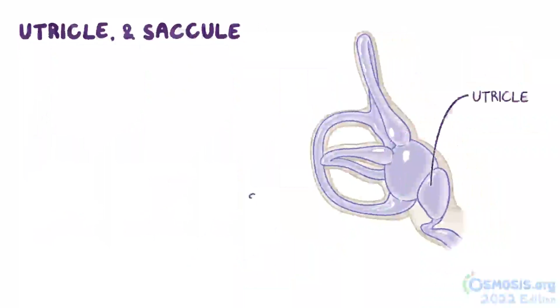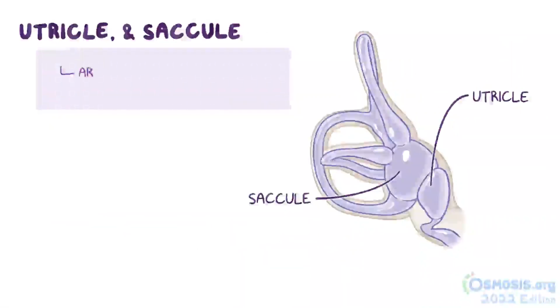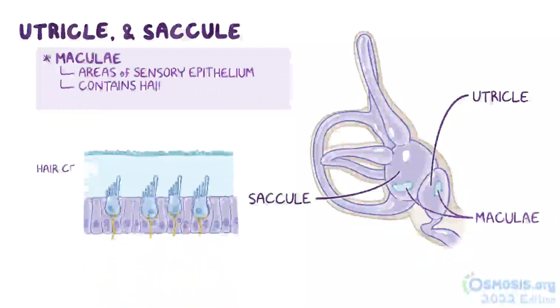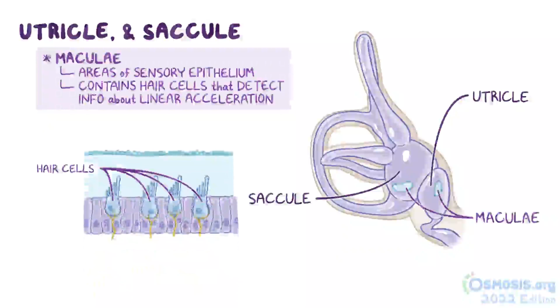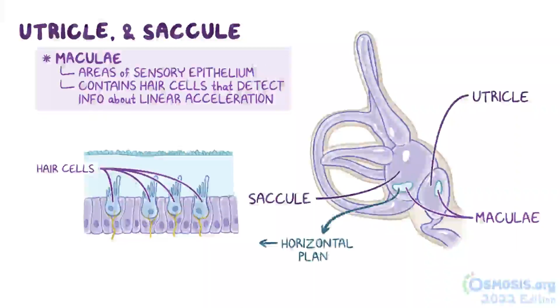Now, the utricle and the saccule both contain areas of sensory epithelium called maculae, which contain hair cells that detect information about linear acceleration. The hair cells in the utricle detect movements in the horizontal plane, while those in the saccule detect movement in the vertical plane. The macular hair cells are also innervated by the vestibular branch of the vestibulocochlear nerve.